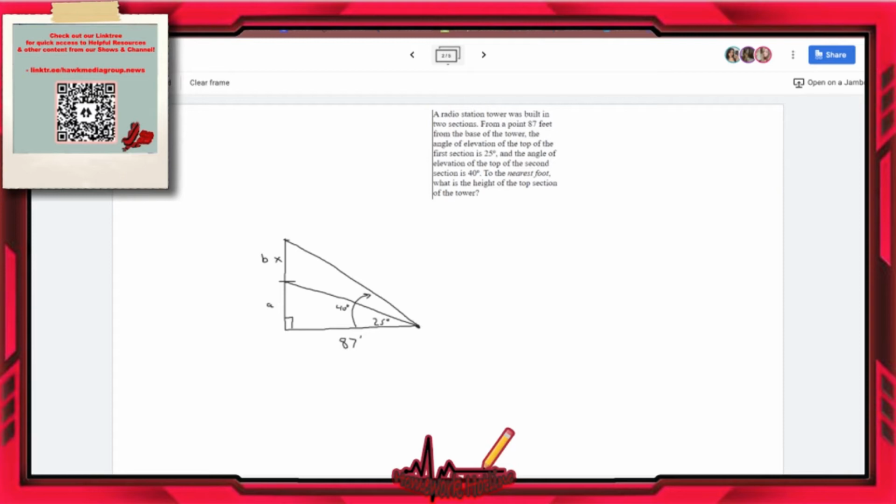So we're going to find the height of the entire tower first. We're going to use the 40 degree angle because that's the entire triangle. So tan of 40 equals x over... opposite over adjacent. So x, this is the opposite side, this is the adjacent side. So x over 87. Rearrange, multiply 87 by the tan of 40. That'll get you x.